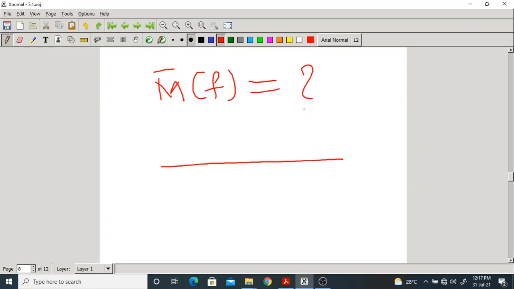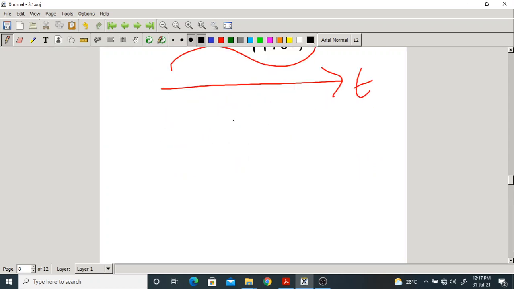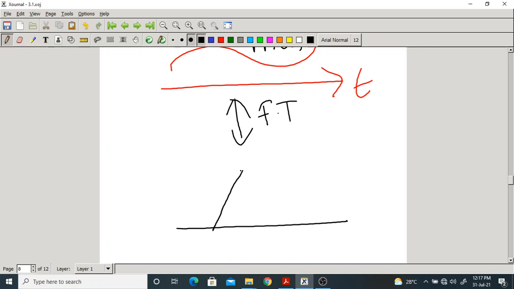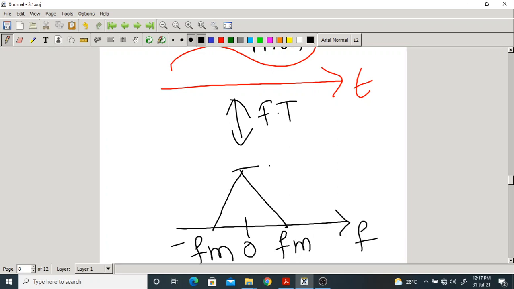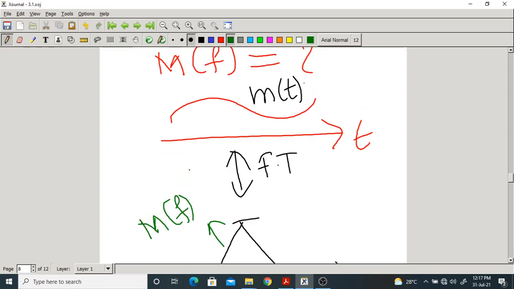So let us take this, this is t, this is M of t. Now for this, if you take the Fourier transform, suppose you are getting something like this. Let us assume this is the spectrum of M of t. This is 0, this is Fm, this is minus Fm, this is f. What is this? This is M of f, the spectrum of M of t, the original spectrum.